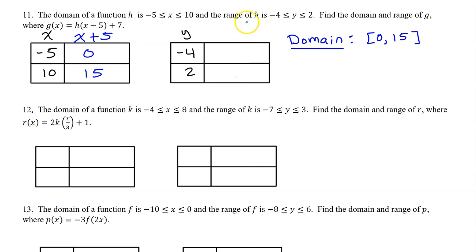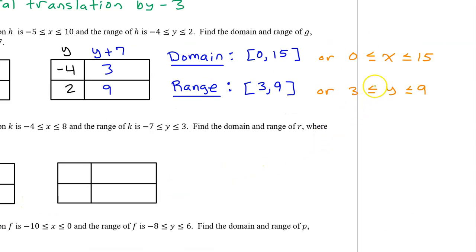The range is the set of y values, which went from negative 4 to 2. The transformation that affects the y values is the plus 7, a vertical translation by 7. So I can find new y values by doing y plus 7. So that will turn negative 4 into a 3, and 2 into 9. So the new range will be the closed interval from 3 to 9. Or if you prefer inequalities, the domain and range can be written like this.